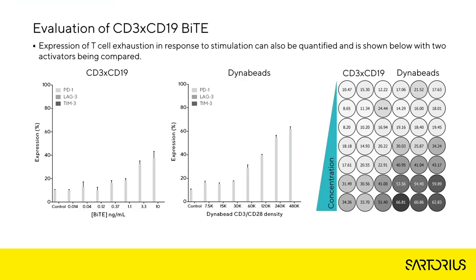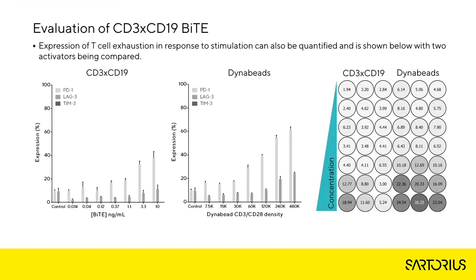As you can see, PD-1 expression is concentration dependent with both activator types, but is expressed at a higher level in Dynabeads compared to the CD3-CD19 BiTE. This can also be reviewed directly from Foresight software in the form of a heat map shown on the right. LAG3 also follows this trend, with higher expression seen in PBMCs activated with Dynabeads compared to BiTE. At highest bead densities, we see 25% of CD3 cells expressing LAG3, compared to just 12% when treated with the highest concentration of BiTE, 10 nanograms per ml.